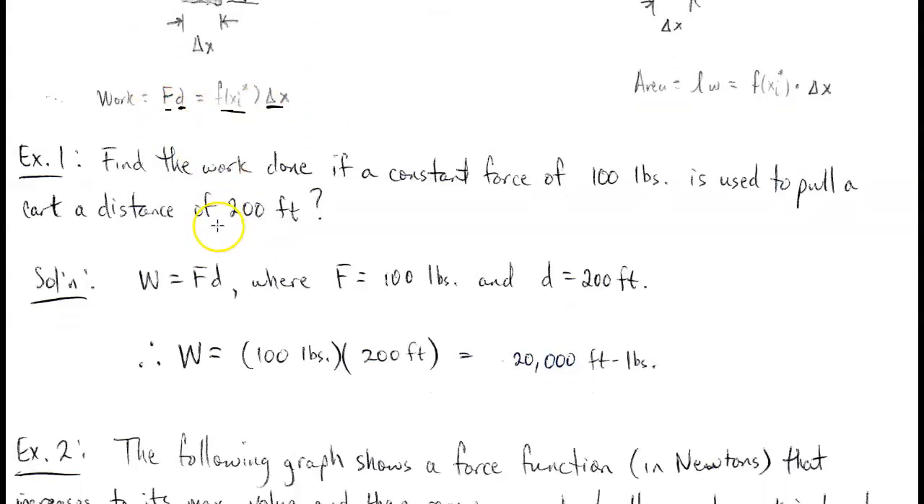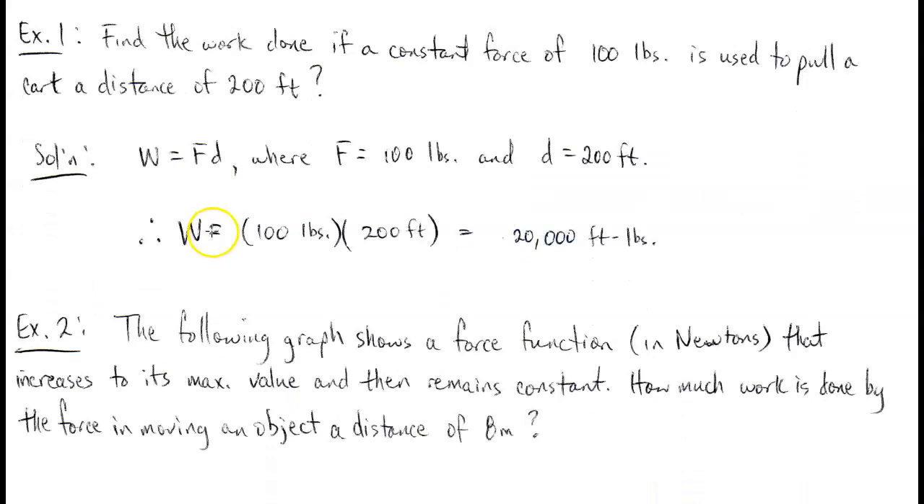All right, so let's do a simple example here. We want to find the work done if a constant force of 100 pounds is used to pull a cart a distance of 200 feet. So for this one, this is relatively easy.